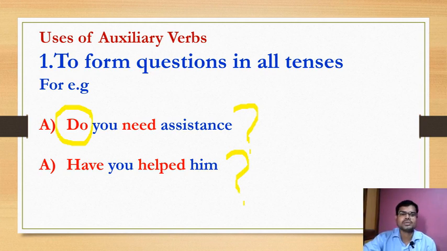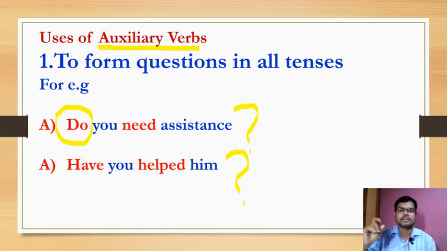So the first use of auxiliary verb is to form questions in all tenses. We can make questions with the help of do, does, did, have, has and had, correct? Are you getting it, students? Very good. Just try and understand. In case you are not getting it, please let me know. I'll explain once again. We'll have a revision session for the same, correct? Very good.